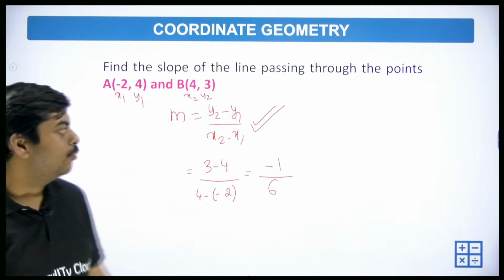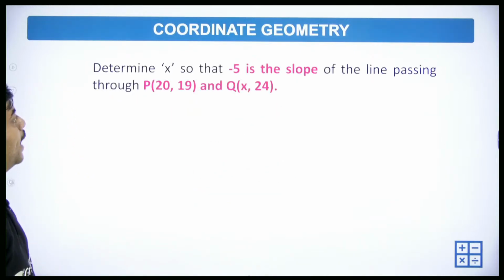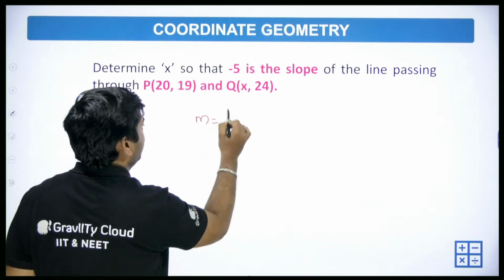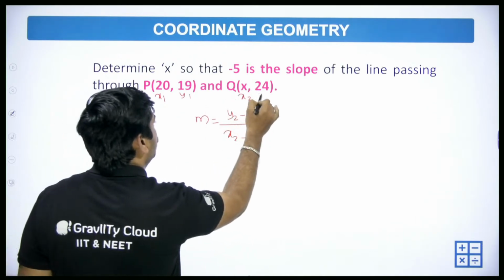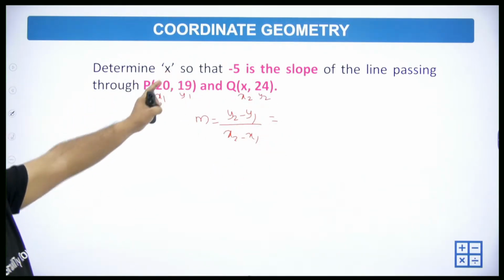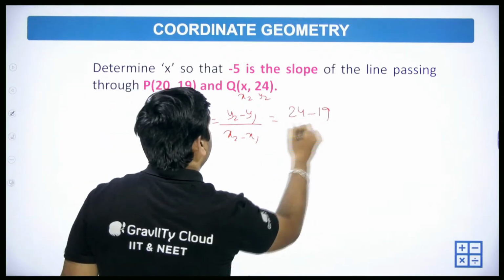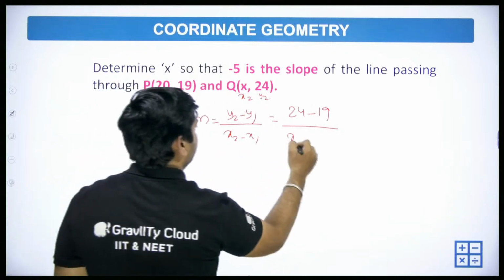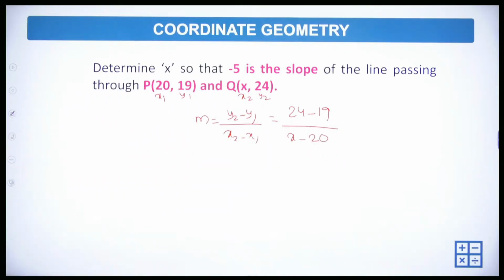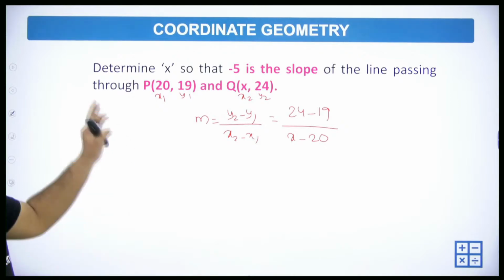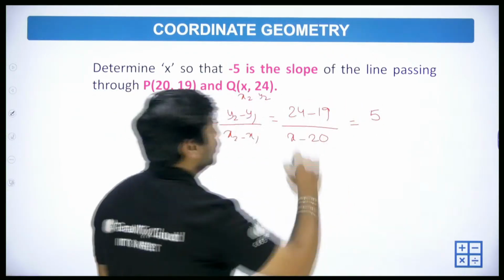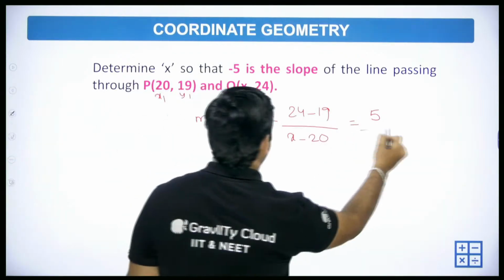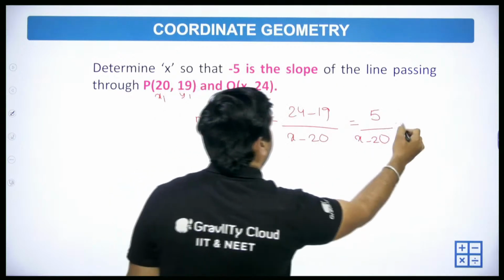Right? Moving ahead. Determine x so that minus 5 is the slope of the line passing through P and Q. Just now we discussed the slope m is given as y2 minus y1 by x2 minus x1. So this is x1 y1 and this is x2 y2. So y2 minus y1, 24 minus 19, by x2 minus x1, that is x minus 20. So 24 minus 19 is 5, by x minus 20, and this value is given as the slope, minus 5.